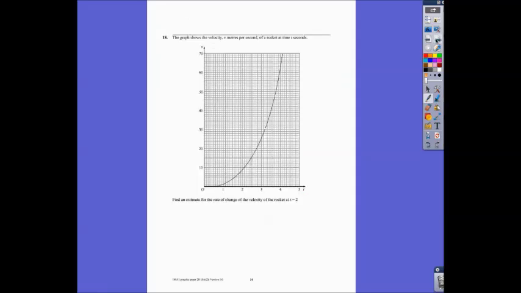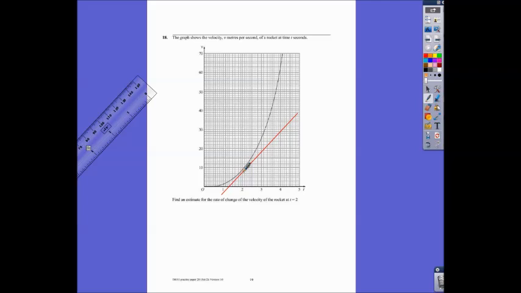Question 18. The graph shows the velocity, v meters per second, of a rocket at t seconds. Find an estimate for the rate of change of the velocity of the rocket at t equals 2. Well, the rate of change of velocity is the gradient of the graph at that moment. So what we need to do is draw a tangent at t equals 2. We need to draw a tangent to the graph as accurately as you possibly can. Now I'm just a little bit out there, so make sure you're just touching the graph, okay?